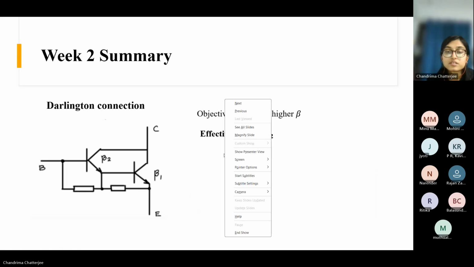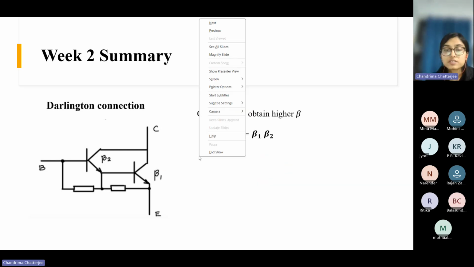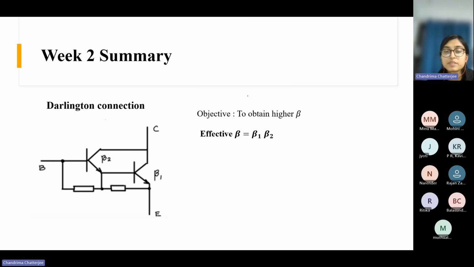Yeah. So what I was saying, why do we require this? Why do we need to increase the beta value? What is the importance? The importance is in the linear region. Suppose we already know that your collector current is beta times the base current, right?